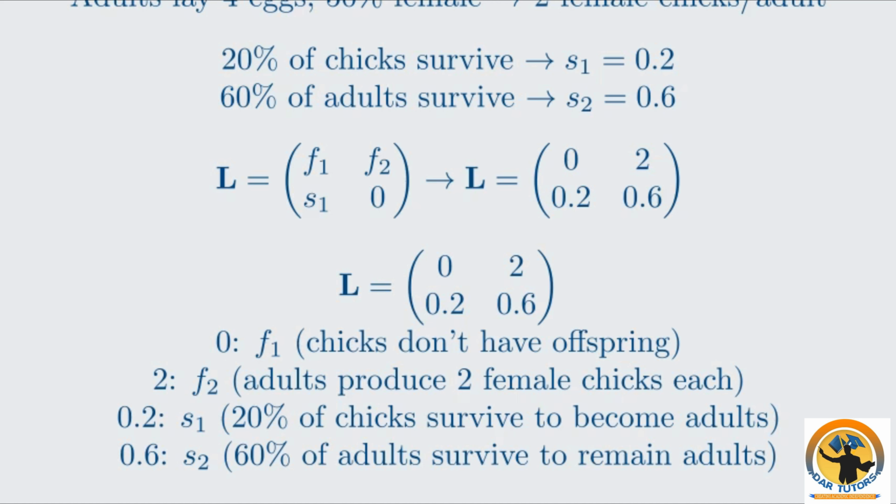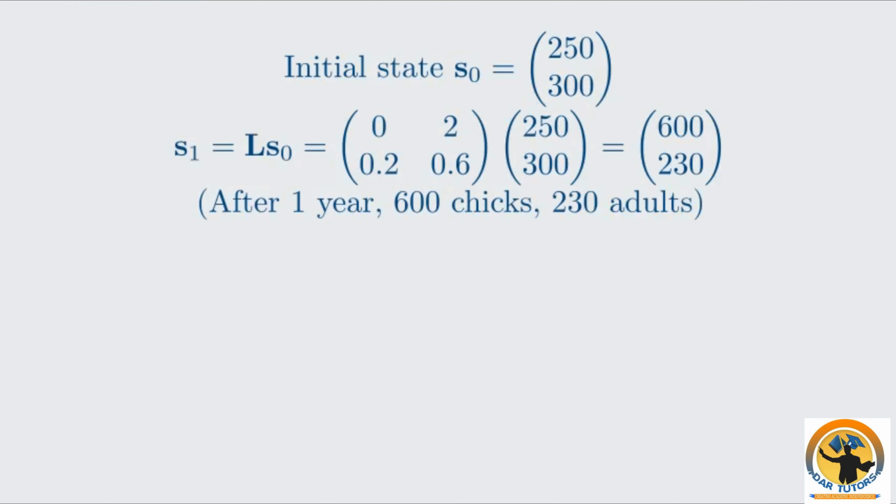This simplified structure means the Leslie matrix isn't just modeling survival into a higher age group, but survival within the highest age group as well. Now, let's use it. If our initial state S sub 0 is 250 chicks and 300 adults, we calculate the population 1 year later, S sub 1, by multiplying L by S sub 0. This gives us 100 chicks and 230 adults.